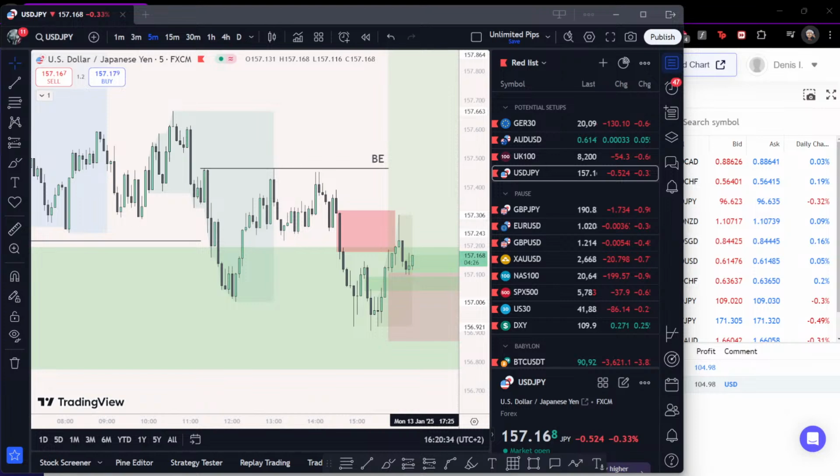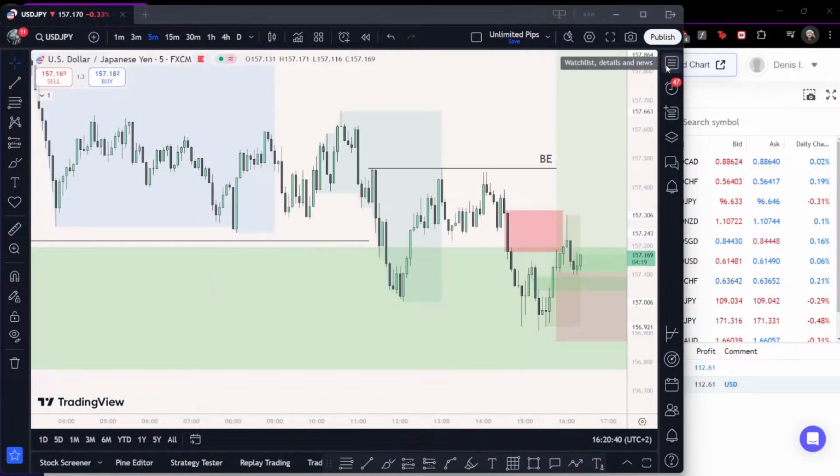2.5. Let's see. We'll see what happens. For now, USD JPY looks like it's living, but it depends.